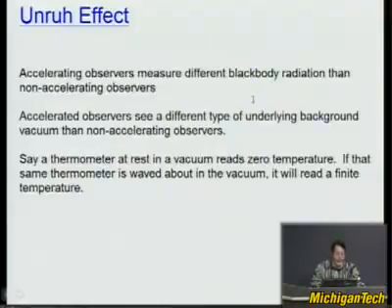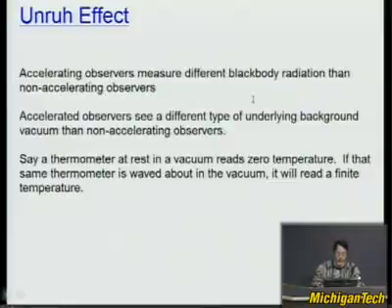The Unruh effect. This is strange but true. Accelerating observers measure different black body radiation than non-accelerating observers. Typically with relativity you deal with observers moving at a constant velocity. Acceleration sometimes gets you into general relativity, although acceleration is dealt with in special relativity alone. However, what Unruh found is that if you move stuff about, things change more fundamentally.